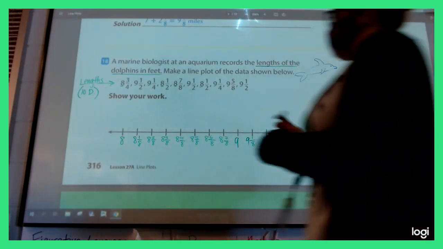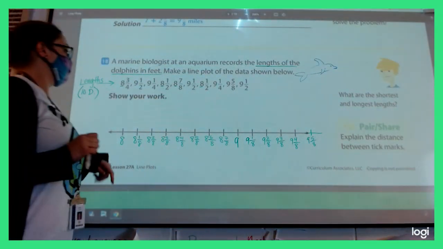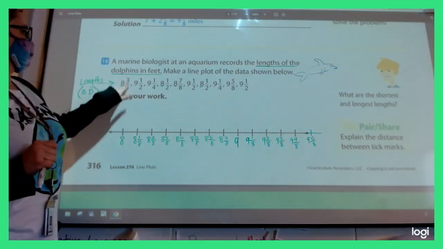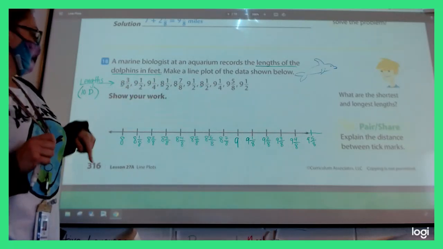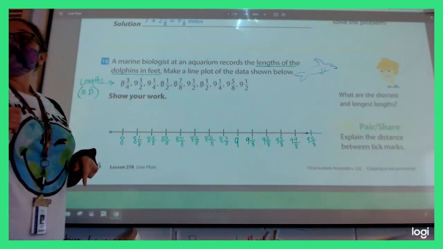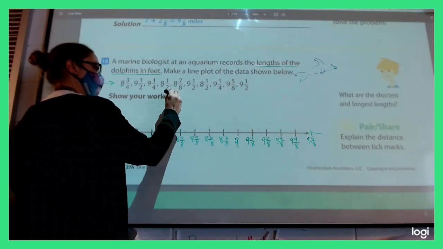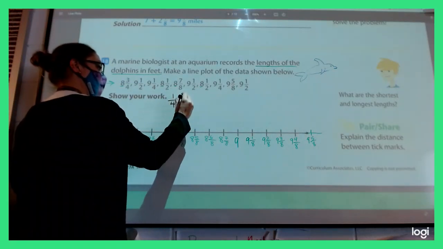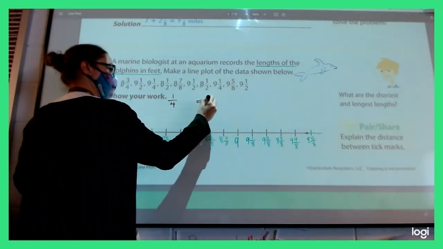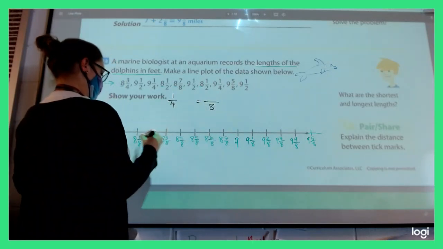I am going to also go through and label my fourths. I've got some 3/4, a 1/4. So when I have 1/4 and I want to make it equal to an 1/8. Okay, let's see, I got 1.